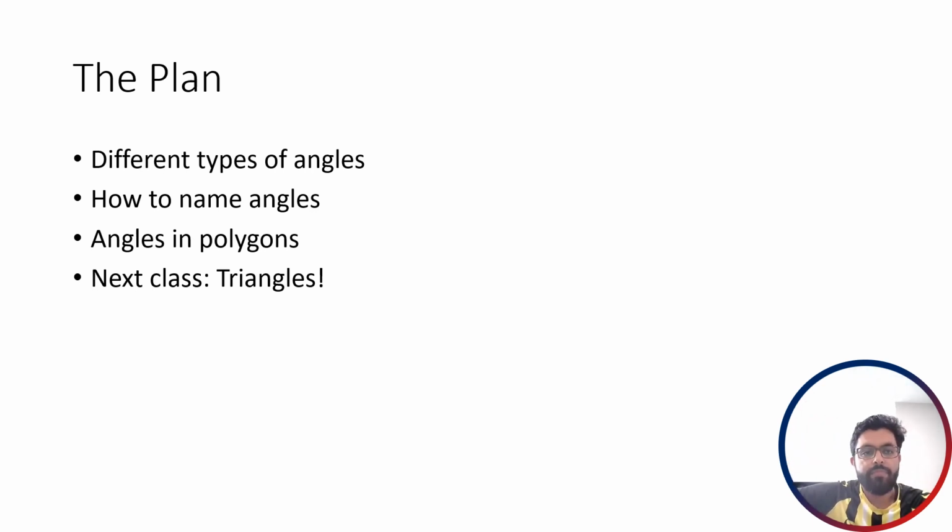We'll talk about that. And then we'll talk about an interesting relationship between angles and polygons. We studied polygons a little bit last lesson. And then in our next class, we're going to start taking a look at triangles, which is going to build off some of the ideas that we learned here today.